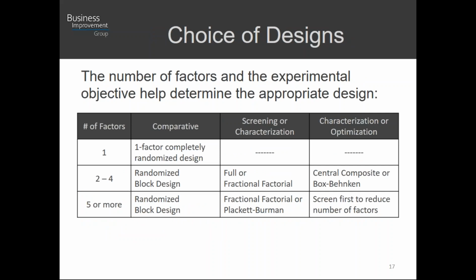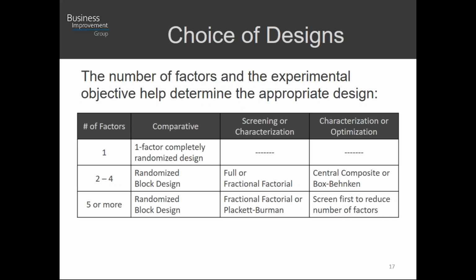So what kind of designs? I promised that we'd talk a little bit about some designs. The number of factors and the experimental objective help us determine the appropriate design. If I only have one factor, if there's only one variable that I can change to change the output, we're only doing a comparative study at that point, right? I just want to compare one level against another, one setting against another, one variation of this factor against another. We want to completely randomize that. We don't want to introduce any bias into the study.